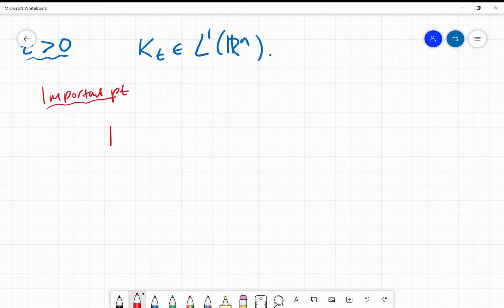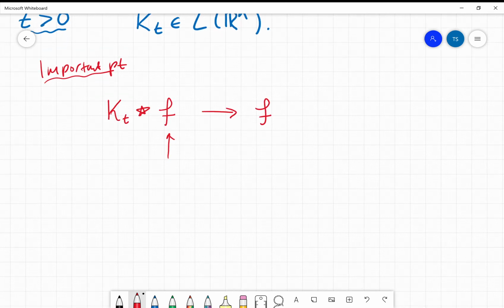Now the important point is the following. What we do is we convolute a good kernel with a function. That's the whole point. And it turns out that if f happens to be bounded, if the function we're convoluting with is nice enough, well then the convolution actually converges to f. So in the limit, as t goes down to 0, kt acts like an identity, and you can recover the original function. And this is actually a very crucial point.